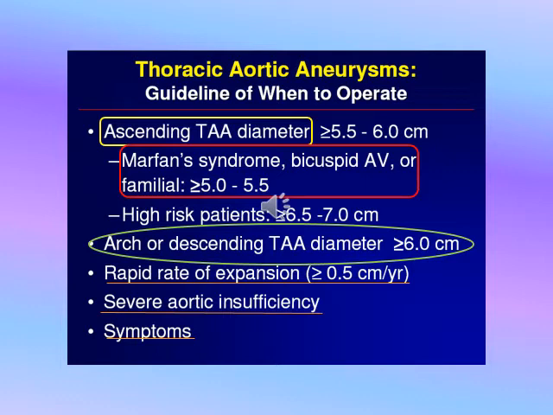Or, if the rate of expansion of an aneurysm is more than 0.5 centimeters per year, irrespective of the size of the aneurysm itself. If the patient develops severe aortic insufficiency, the valve needs to be replaced or repaired along with a graft done to the ascending aorta. And obviously, if the patient is quite symptomatic, we will need to operate anyway.